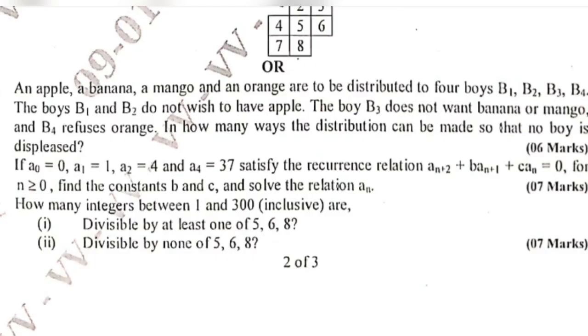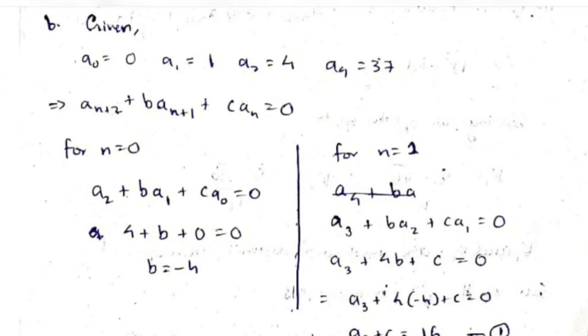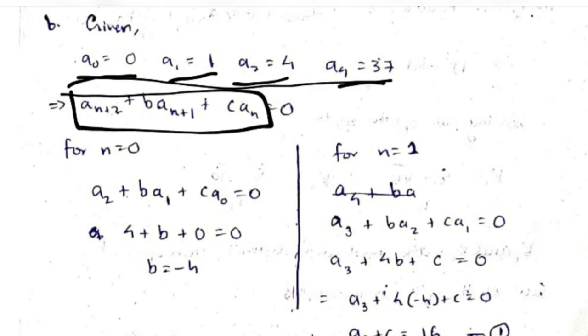The next question is regarding the recurrence relation. We have been given 4 values, a0 to a4, and the relation given here is this, and we have to find out the constants b and c and solve the relation. Okay, first we need to find out the constants. See, now first we will write the constants here which are given here, and then by using this equation we will find out the values of b and c.